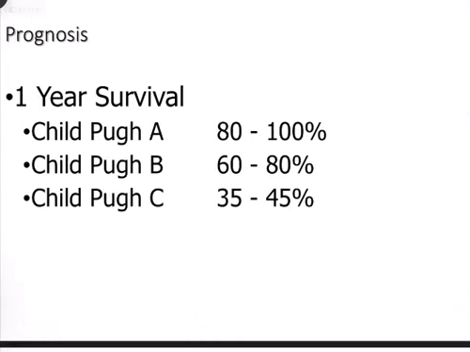So, prognosis, Child-Pugh A has an 80 to 100% survival, 1 year only. Why 1 year? Because their liver is defective. Child-Pugh B, 60 to 80%. Child-Pugh C is 35 to 45%.